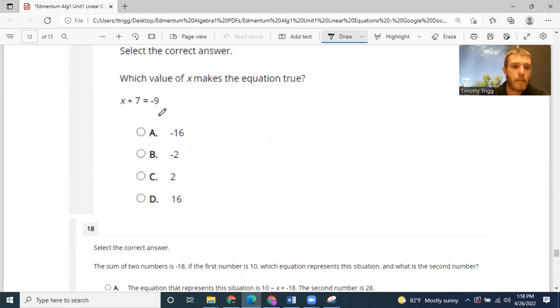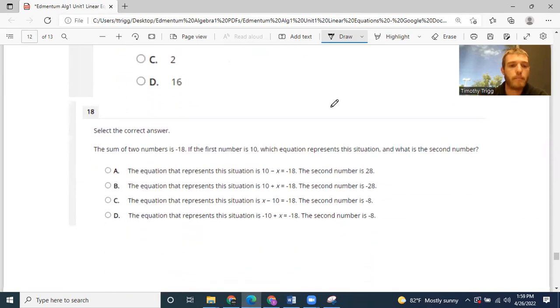Oh, here's an easy one. What do I do to get X by itself? Subtract seven, and then find the answer.